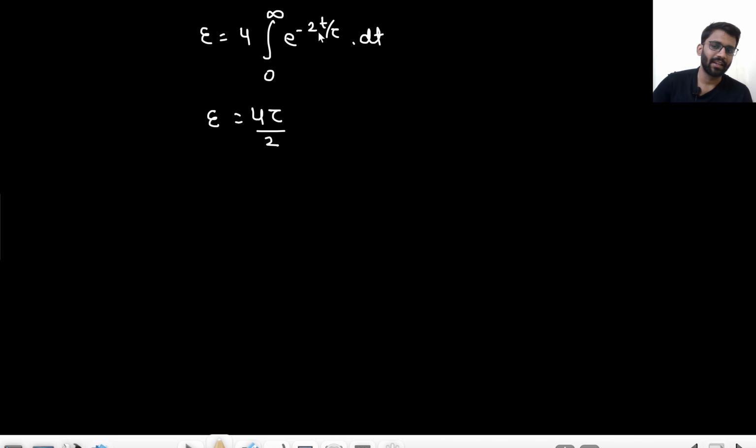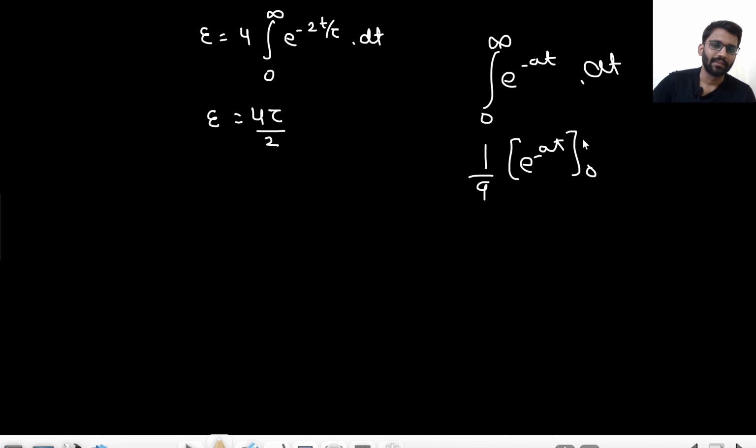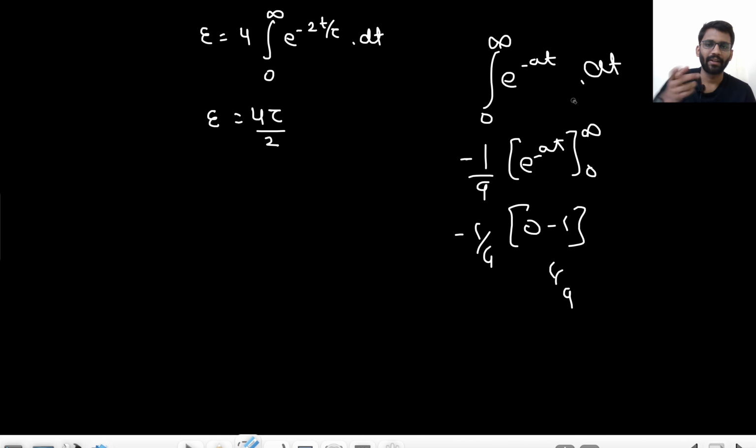Simply the integration would be the reciprocal of this value, tau by 2. The integration of e to the power minus at from 0 to infinity dt is just 1 by a. The minus will come outward, e to the power minus at from 0 to infinity. The upper limit value will be 0, and the lower limit value will be minus 1, so it would be 1 by a only. So you can remember it as well.